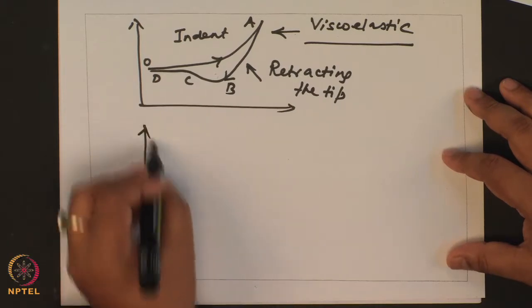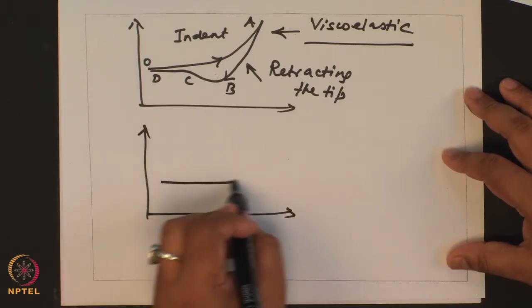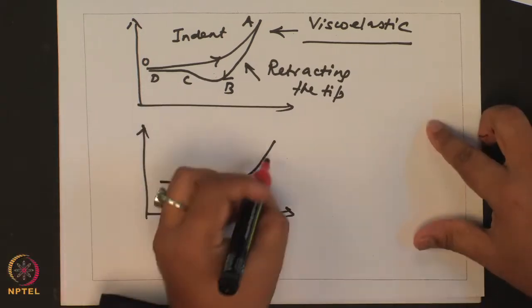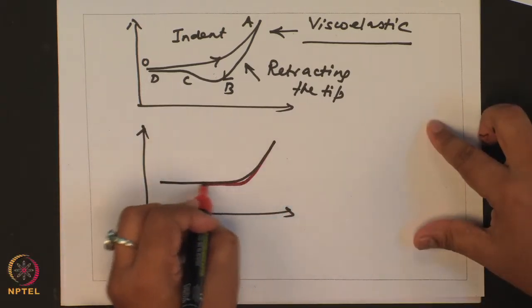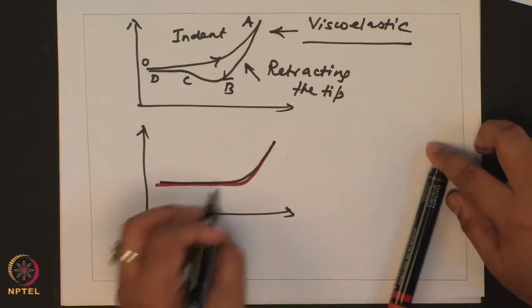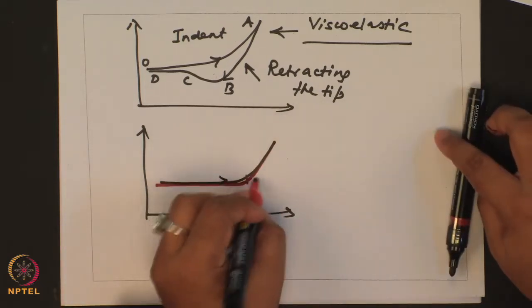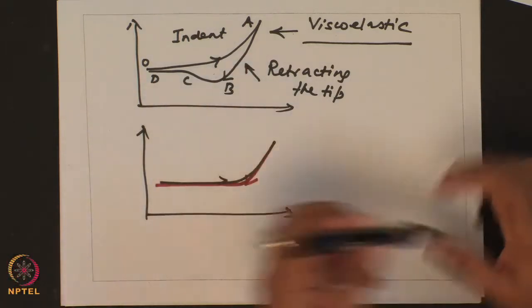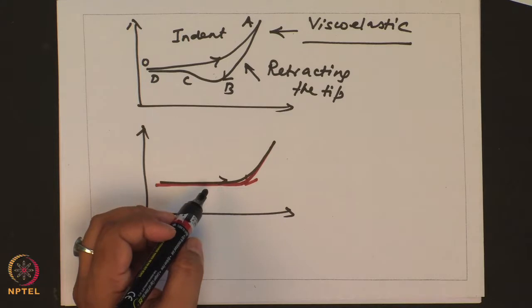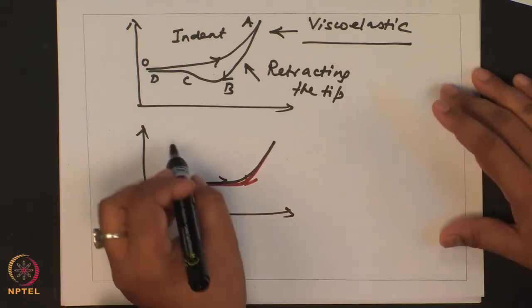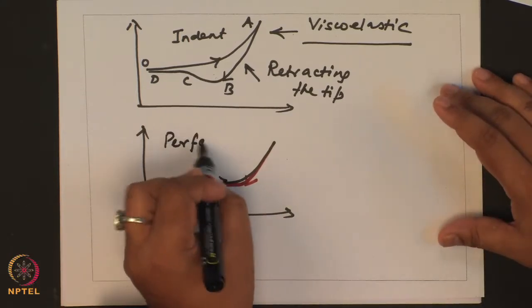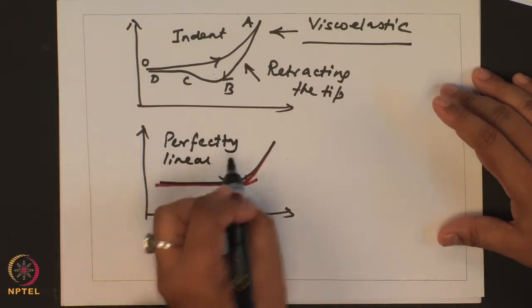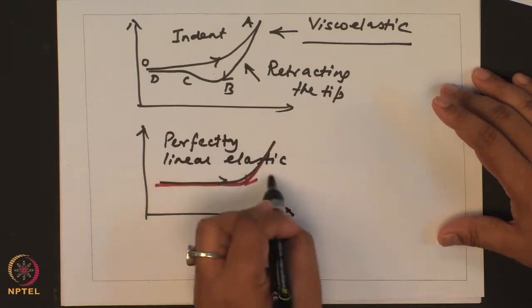If the sample was perfectly elastic, you would get a curve. Okay. Let me draw the return with the same line. Okay. So, the way I have drawn it, you can see that the indent and retract are completely overlaying on each other. Okay. This is the type of sample you would get for a perfectly linear elastic sample.